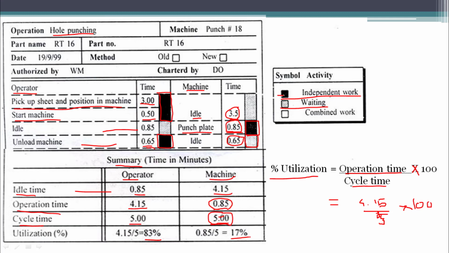So clearly we can see that the percentage utilization of the worker is more compared to the machine, and we need to balance this work. Also we need to reduce the idle time of the machine, and by reducing idle time we can increase the utilization of the machine. We can also introduce a semi-automatic machine, or an automatic feed mechanism in the power press, so we can utilize the machine in a better way. So this we can deduce from the chart.